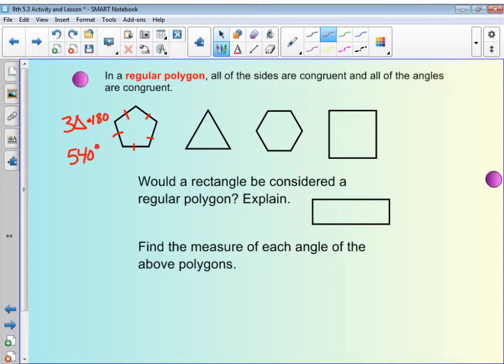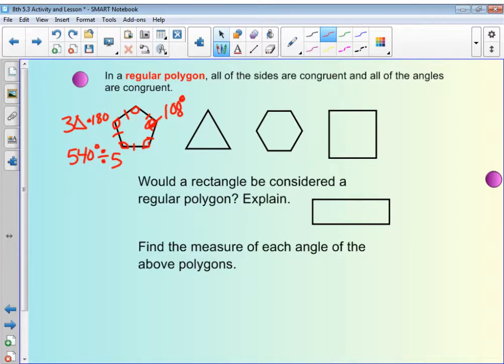Now, if every angle measure is equal to each other, that means I can now take this 540 and divide it by the 5 angles that are there. 1, 2, 3, 4, 5 angles, right? So if I divide that by 5, it's going to tell me what each one is worth. So 540 divided by 5 gives me 108 degrees for each angle measure, meaning each of these is 108 degrees. Okay, the only time this works is on a regular polygon.